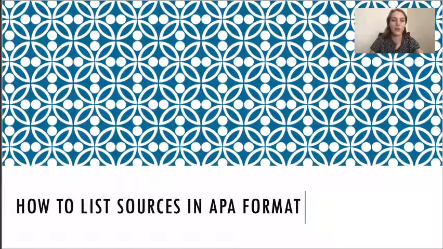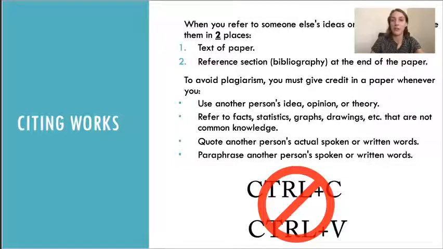So now we're going to talk a little bit about APA format and how to list sources and refer to different works in APA format. We're actually working with a new version of APA format. We are on edition 7 for APA, so that is what we will be discussing here. But before we get into APA, we'll talk just a little bit about citing works. Why do we cite? How do we cite? How do we do it well?